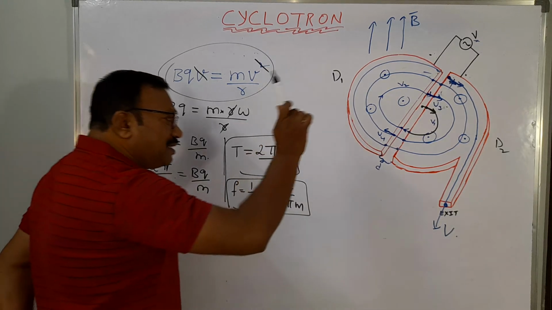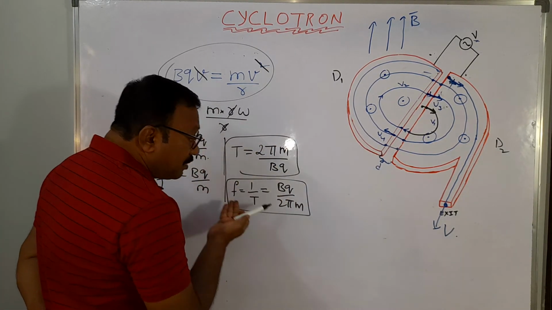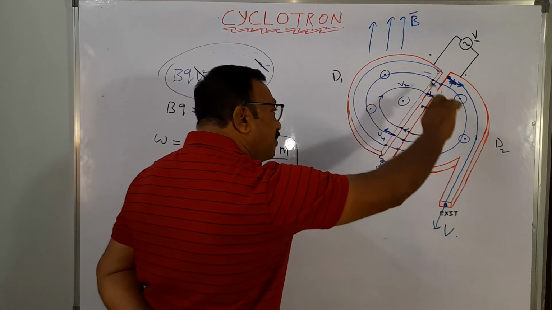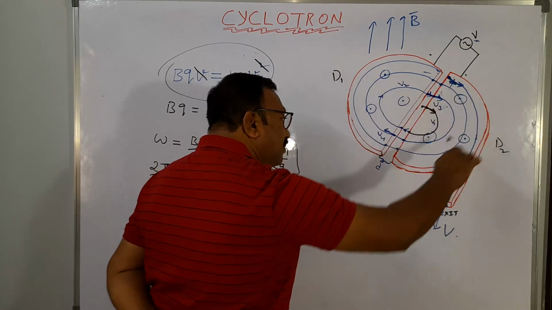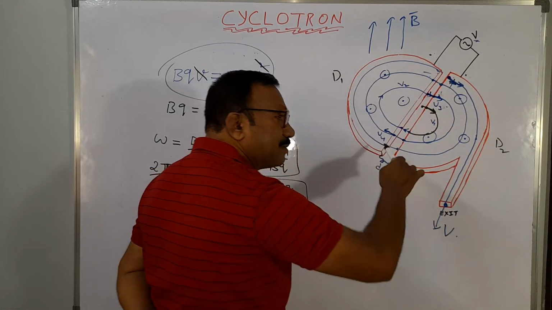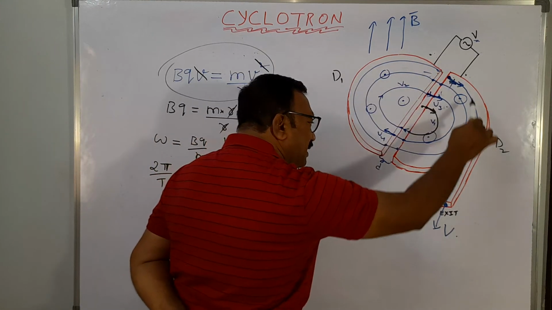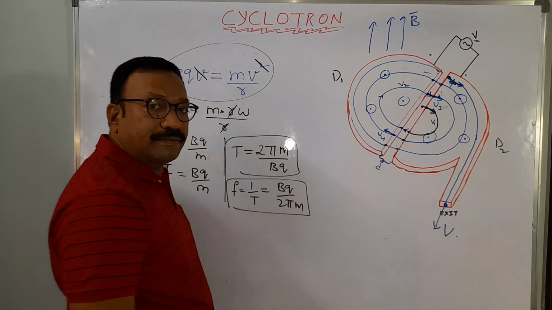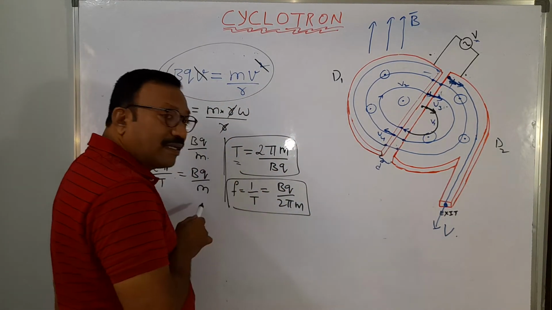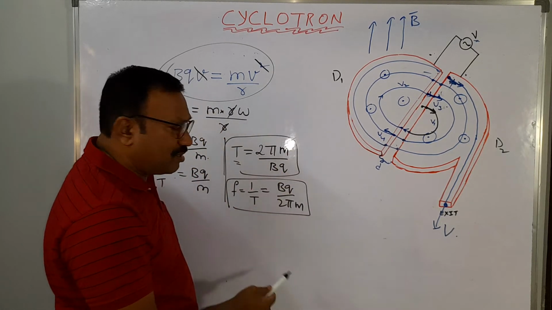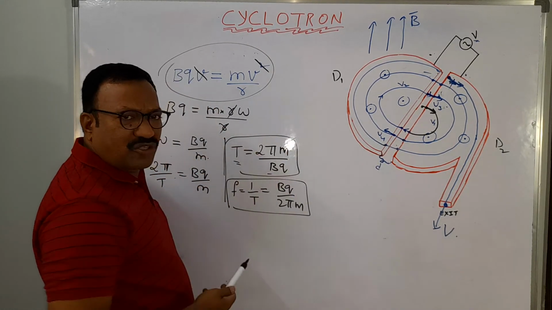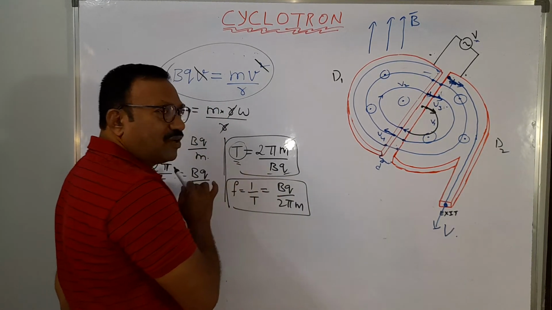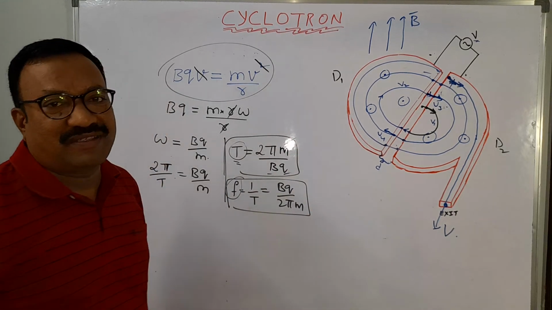So now the frequency of revolution is constant. Time period is constant. Time taken to complete one revolution is constant. Suppose it starts here and completes and comes back here. That is called one cycle. That time period is constant. Why constant? Mass of the particle is constant. Magnetic field is uniform, I am not changing the magnetic field. And charge on the particle is also not changing. Hence the time period is constant and frequency is also constant.